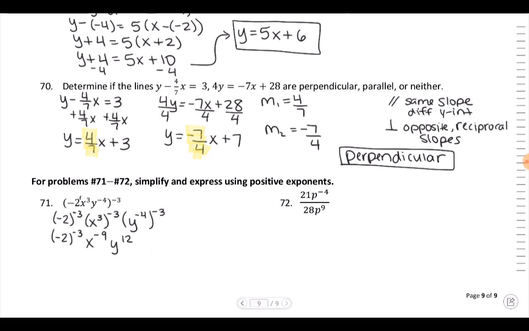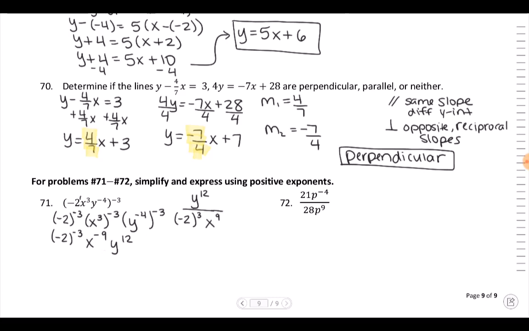Now, out of the things I have remaining here, only one of them has a positive exponent, so that one gets to stay on the top of the fraction. Everything else has to go to the bottom. So we have y to the 12th here over. Now I still have negative 2 there. That negative doesn't change. Only the sign of the exponent does. And then I have x to the positive 9th.